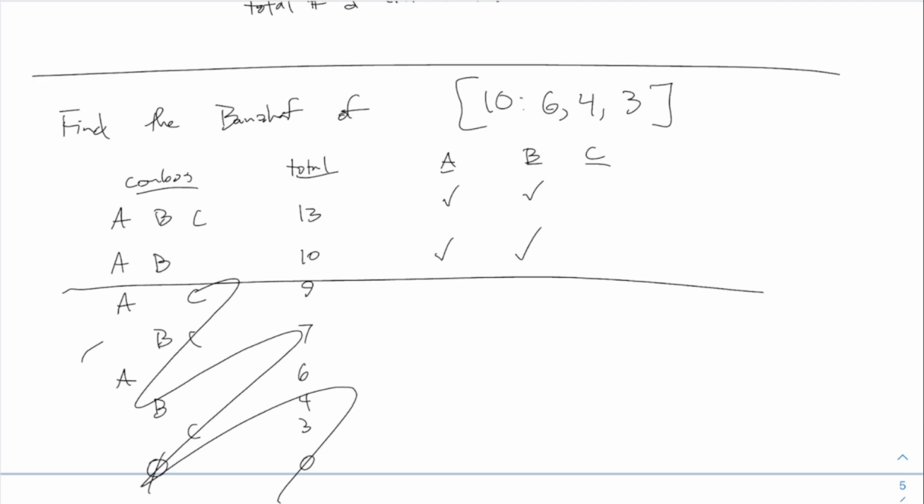All right, anyway, my final answer is A gets 2 out of 4. That's because there are 4 checks total, and 2 of them are A's. B gets 2 out of 4, and C is 0. Percentages for this one are easy. It would be 50, 50, and 0.